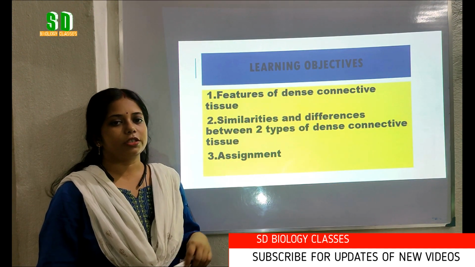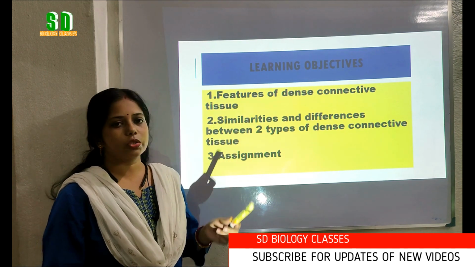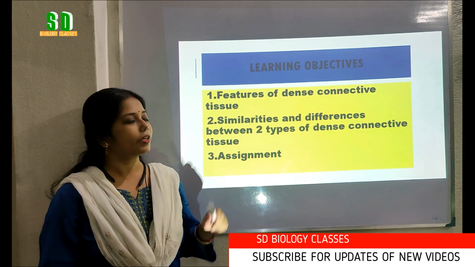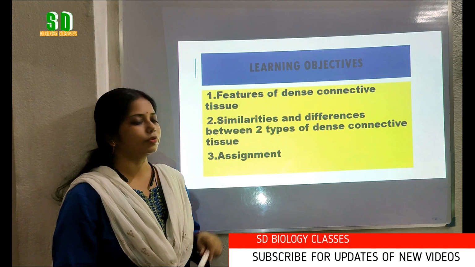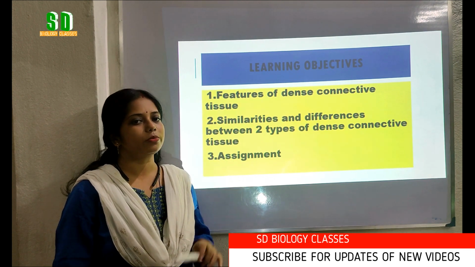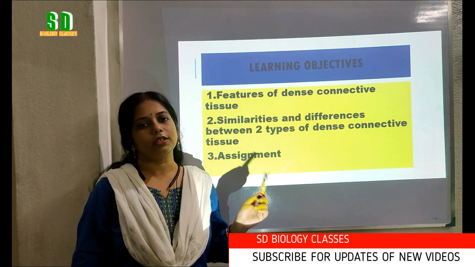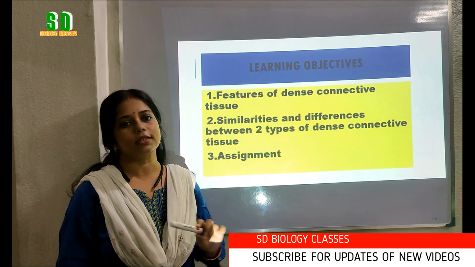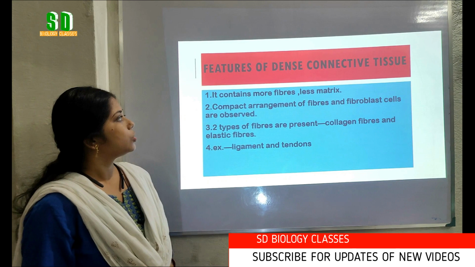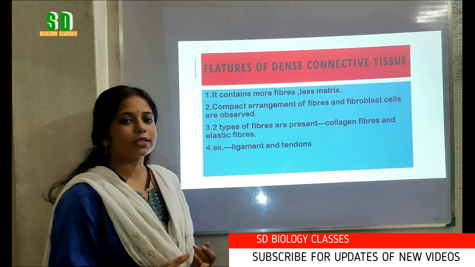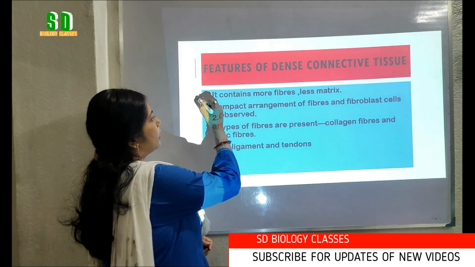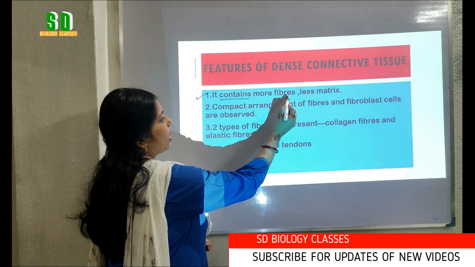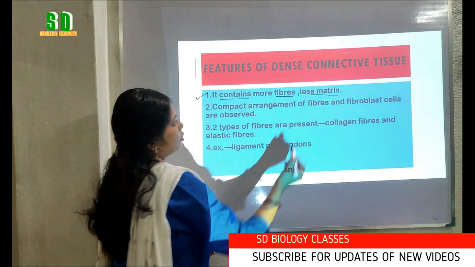Students, today our learning objectives are the features of dense connective tissue, the similarities and the differences between two types of dense connective tissues, and the assignment. So first of all, we will talk about the features of the dense connective tissue. Students, what are the features of dense connective tissue? First of all, it contains more fibers and less matrix.